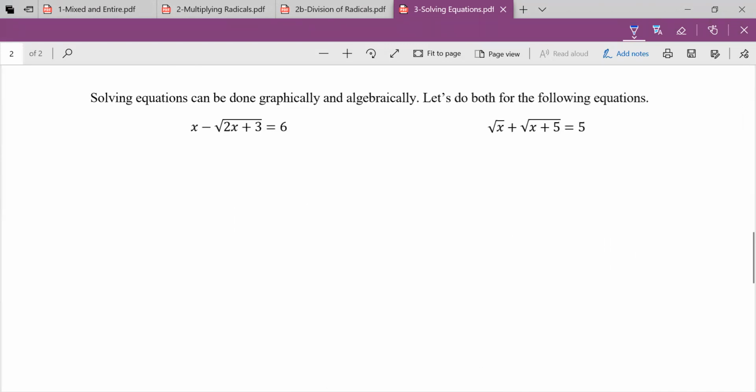So what we're going to do is we've got equations. So again, an equation just simply means we've got an equal sign. The last couple of lessons, we were just simplifying expressions. So we're going to solve these things, and we're going to do it graphically and algebraically.